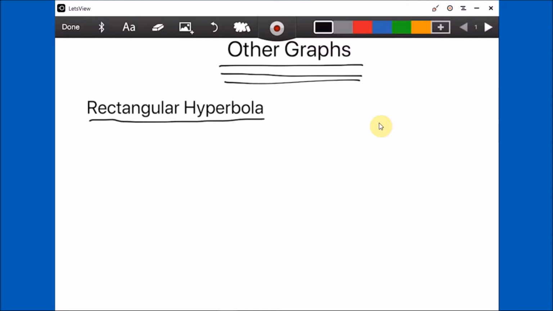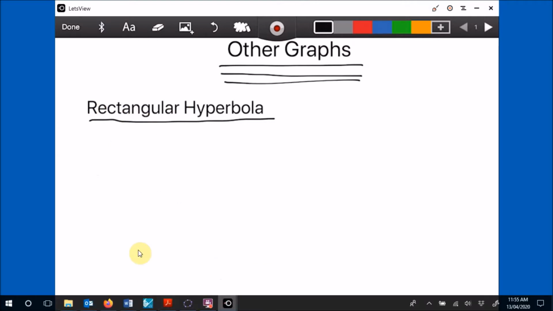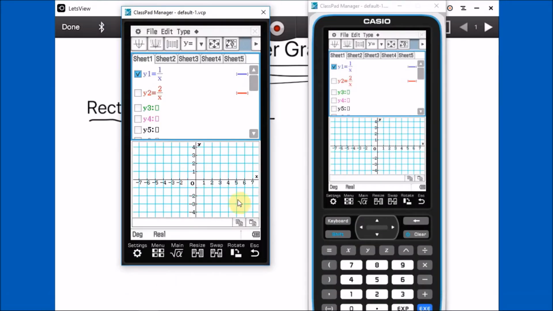Alright, so the first one we're looking at is a rectangular hyperbola. There are two types of hyperbola. One of them's rectangular, the other one's polar. You don't need to worry about the polar form in this course anyway. So just rectangular. If I go to the calculator, this first one up the top here, we've got y1 is 1 on x. A rectangular hyperbola has this form.